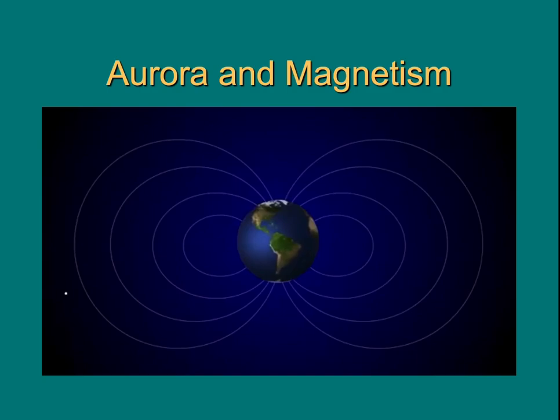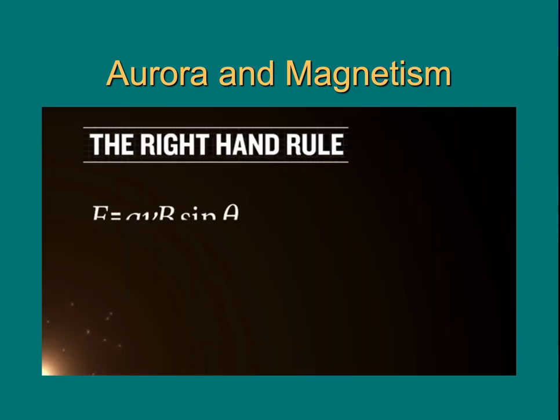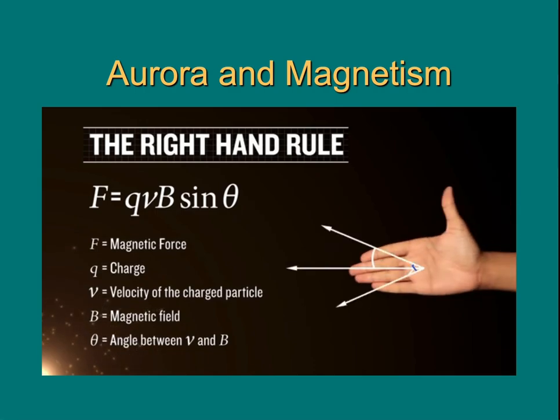However, near the polar regions, because of the geometry of the Earth's magnetic field, they spiral into Earth's atmosphere due to the magnetic force that acts on a charged particle moving through a magnetic field. The direction of that force can be found using the right-hand rule.